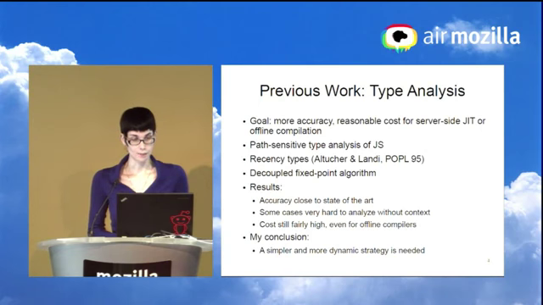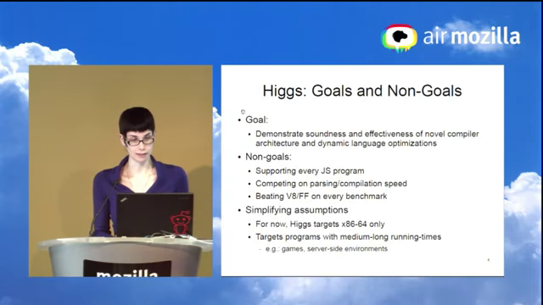The result I came to was that the accuracy was actually fairly close to the state of the art in terms of path-sensitive analyses, but there were still some cases where we had difficulty with the precision that were very hard to analyze without context, and unfortunately the cost was still fairly high on some programs, even for an offline compiler. And the conclusion I came to was that there's a need for a simpler and more dynamic optimization strategy in this realm. And so this is how I started the Higgs project.